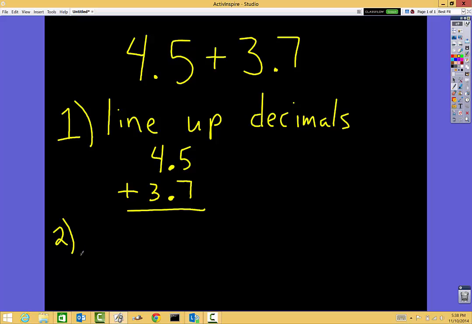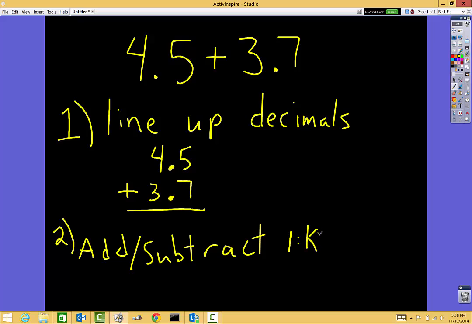Step number 2 is I just add or subtract like normal. I don't have to worry about that decimal point just yet, so I can just ignore it. 5 plus 7, that's 12, so I put the 2 down, carry the 1. 1 plus 4, that's 5. 5 plus 3, that is 8.